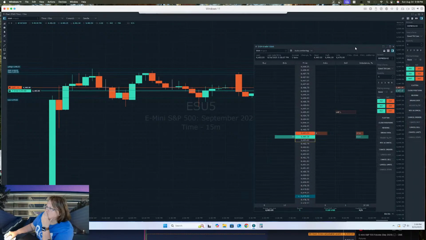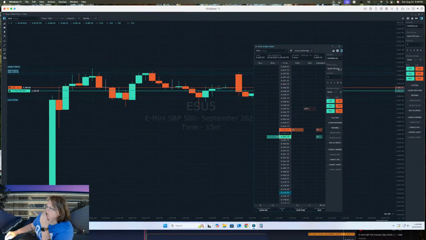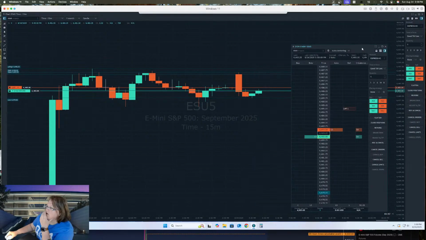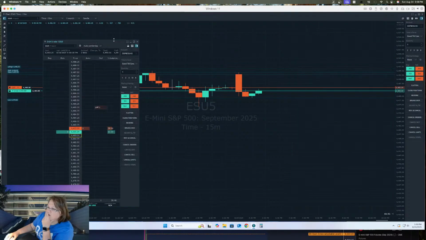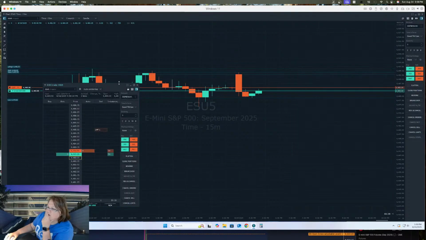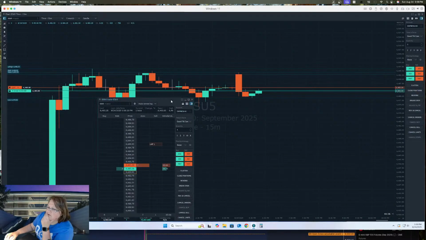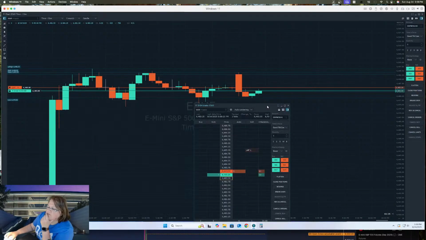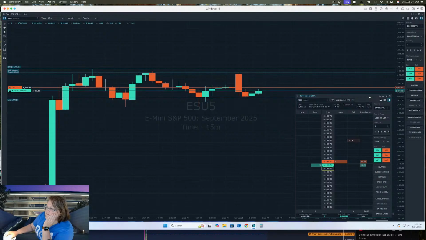Try to make this DOM a little bit skinnier. I prefer trading on the depth of market. I just feel like I can see things better.